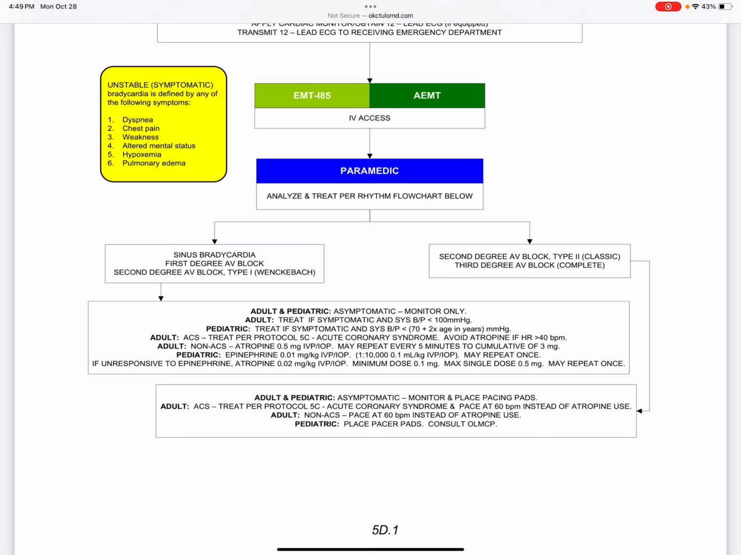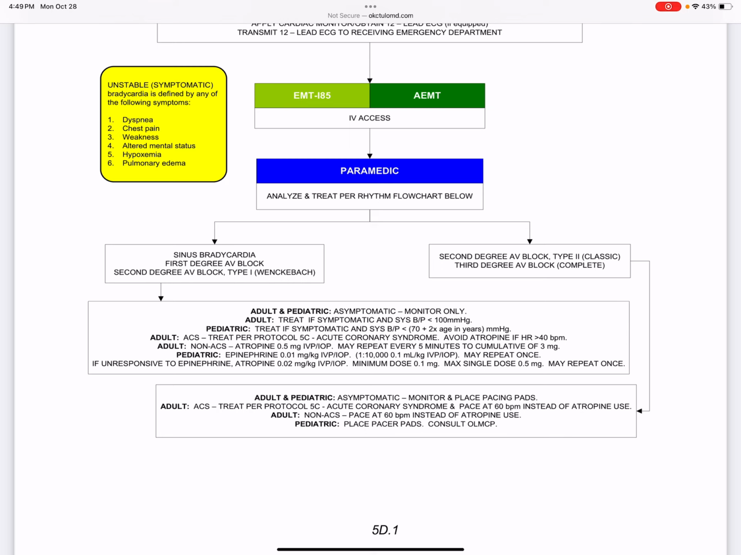For a second degree type 2 heart block, you're going to have that drop, but your P wave is going to be consistent in every single one. So you'll have a P wave QRS complex, P wave QRS complex, P wave QRS complex, and then you'll just have a drop where there's not going to be anything. And so that's your second degree type 2.